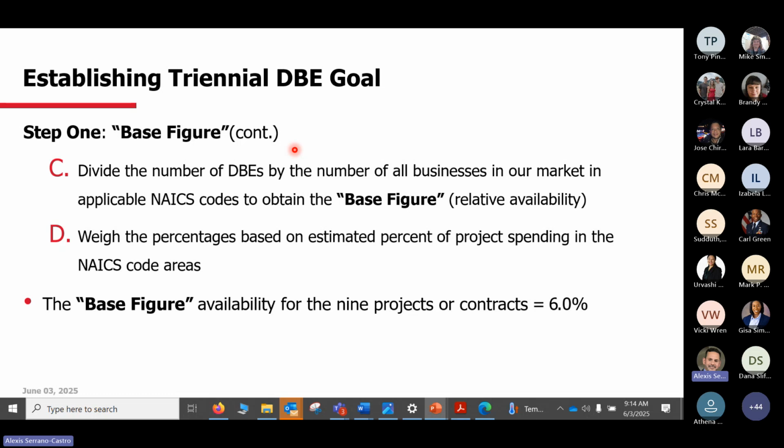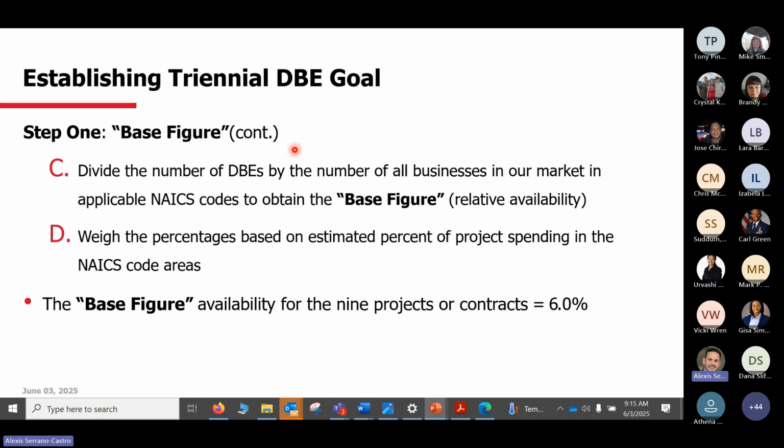Then we weight the percentage based on the estimated percentage of project spending in NAICS code areas. So we're going to divide based on the amount of dollars that we expect for every single NAICS code. We might have more DBEs in one NAICS code, but the portion of work that NAICS code represents might be really maybe 1 or 2%, versus maybe other NAICS codes where the amount of work anticipated could represent maybe 10 or 20 or 30%. So that weighting is actually critical to come up with the base figure.